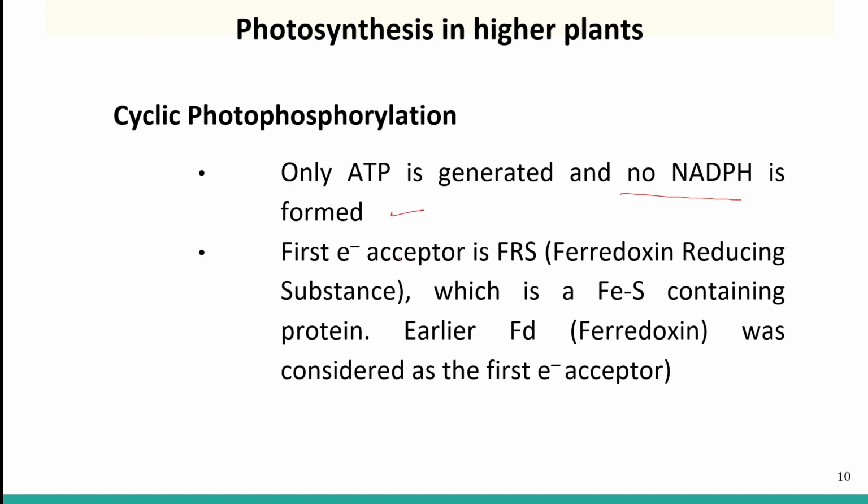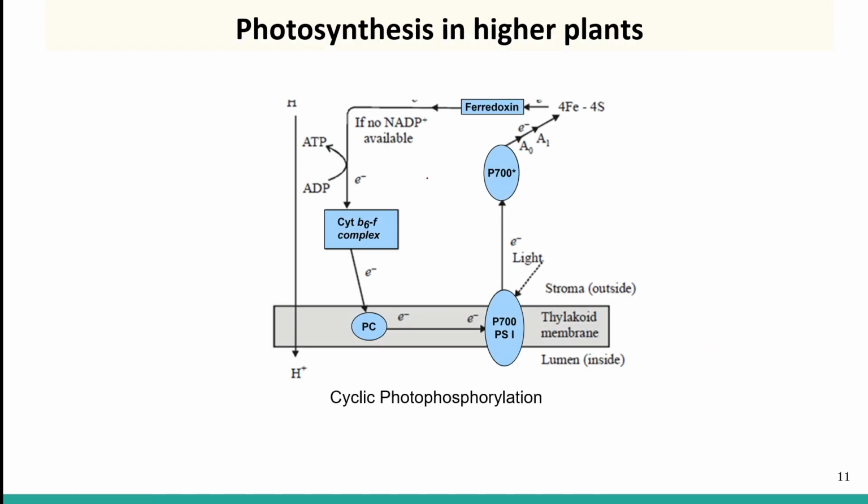And the primary electron acceptor, the first electron acceptor, we now know is the ferredoxin reducing substance, FRS. Earlier it was thought that ferredoxin was the electron acceptor, but now we know that the primary electron acceptor is ferredoxin reducing substance, or FRS, which is an iron sulfur containing protein.